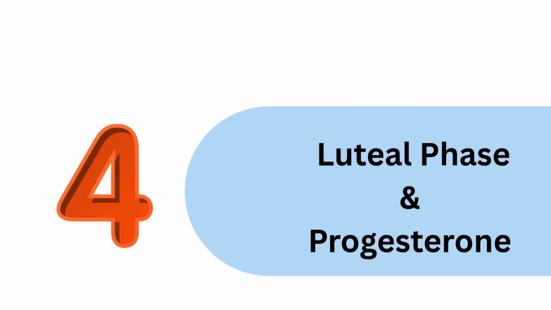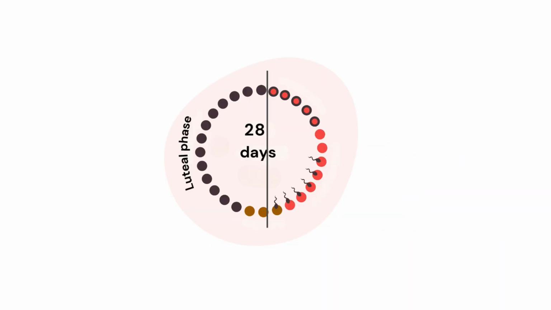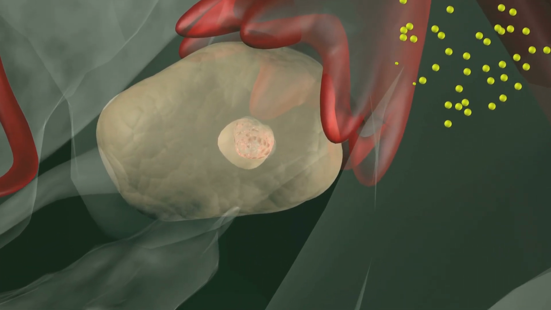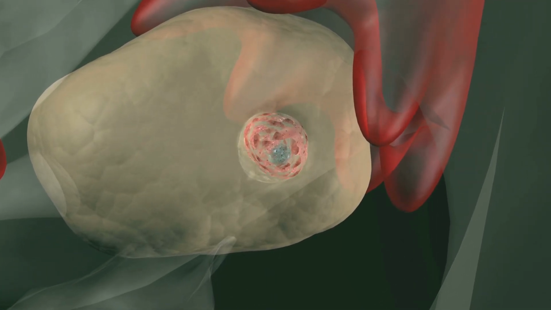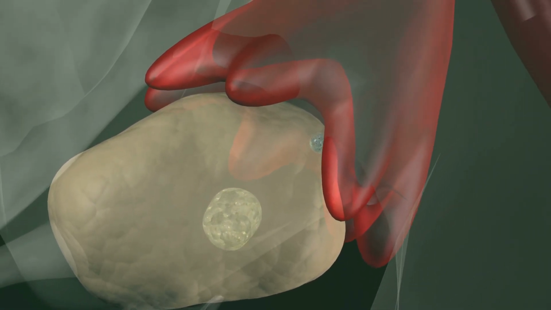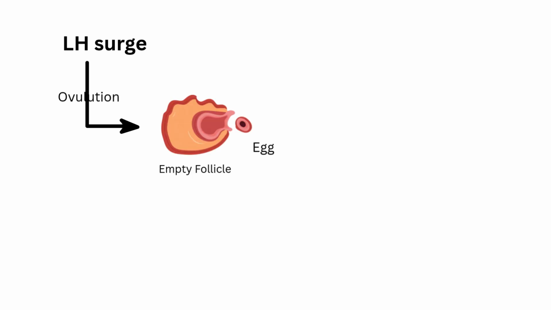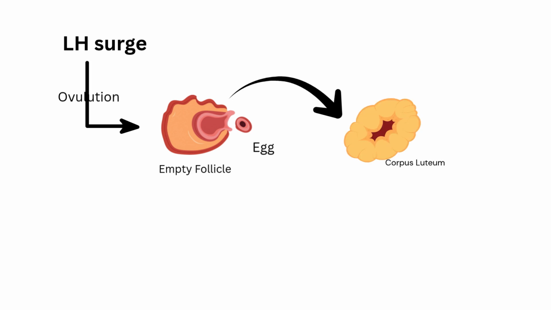Section 4. Luteal phase and progesterone. Following ovulation, we cross into the second half of our cycle, the luteal phase. The egg is now floating down the fallopian tube, hopefully looking to meet some sperm, while the ovary itself undergoes this massive structural change. What's actually super fascinating here is that the empty follicle doesn't just die right away. After that party popper goes off, that collapsed shell transforms into a brand new temporary endocrine gland called the corpus luteum.